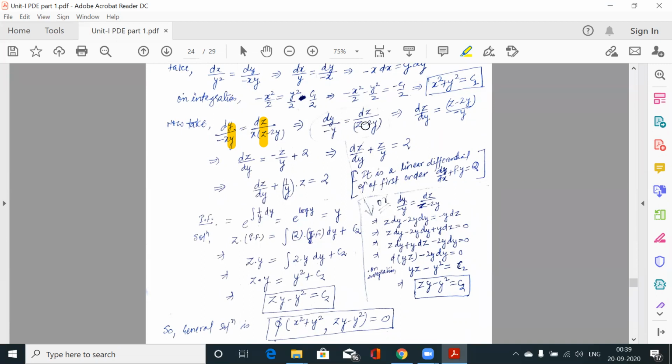Now to make the integration possible, we can do one thing. This is, I think, the easier part. I have written it as an or part, but this is easier. This is dy over minus y, dz over z minus 2y.